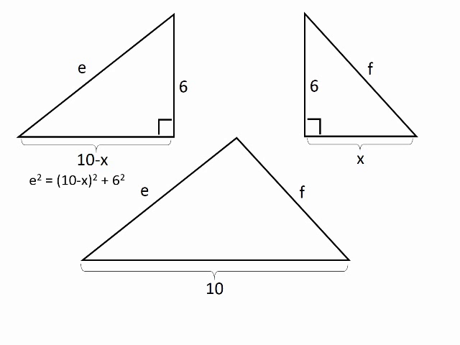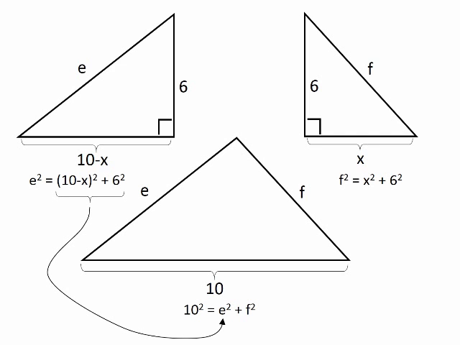E squared is equal to (10 minus X) squared plus 6 squared. F squared is equal to X squared plus 6 squared. And 10 squared is equal to E squared plus F squared. Next, we can substitute our expression for E squared here and our expression for F squared here. This gives us a new equation with the variable X alone.